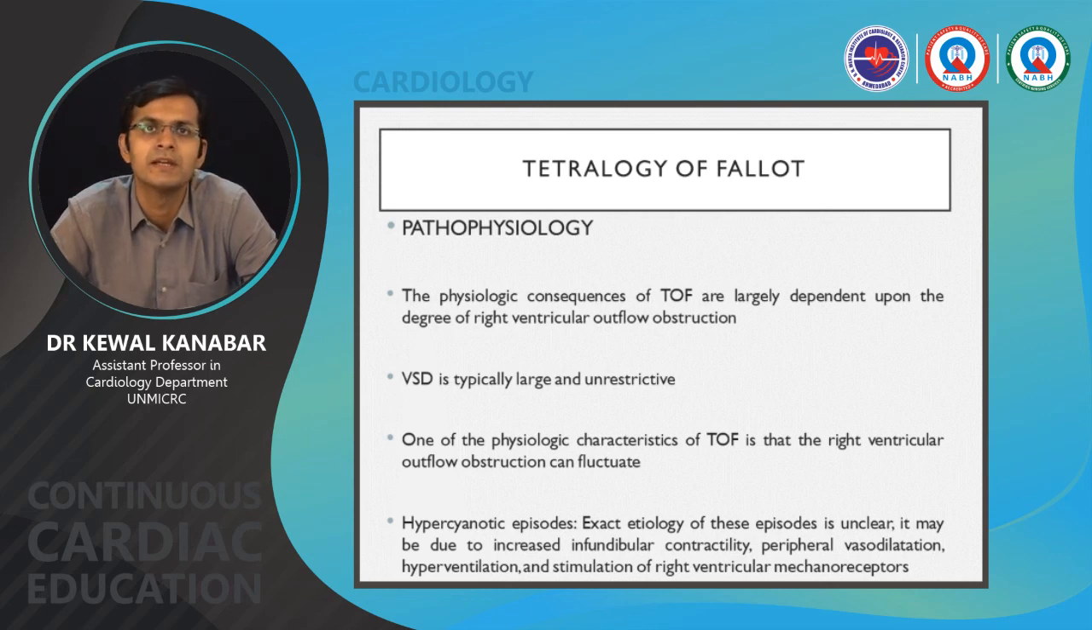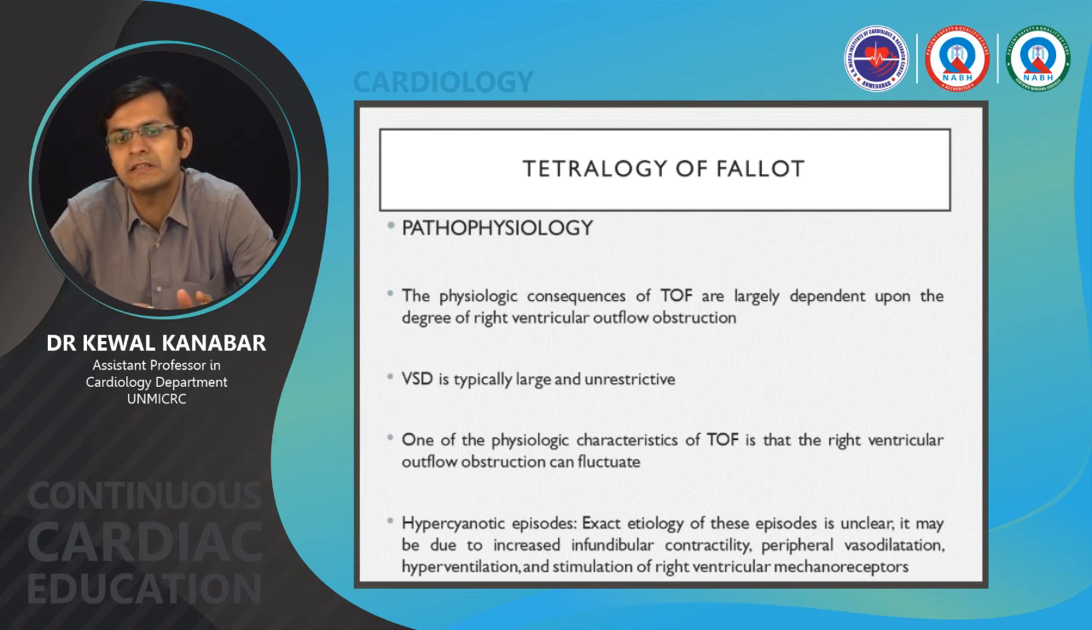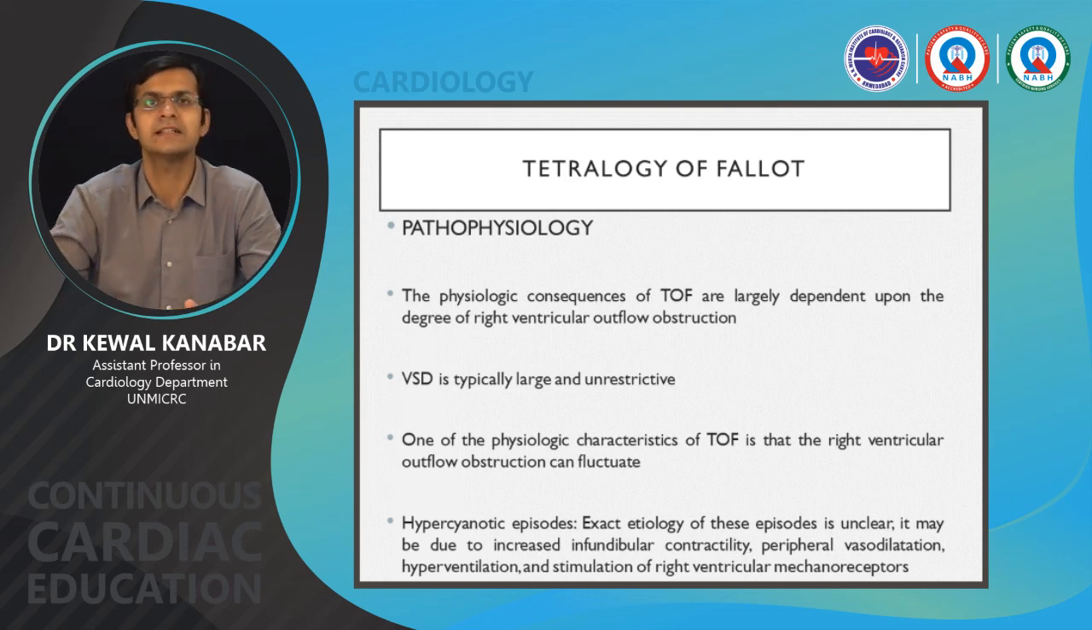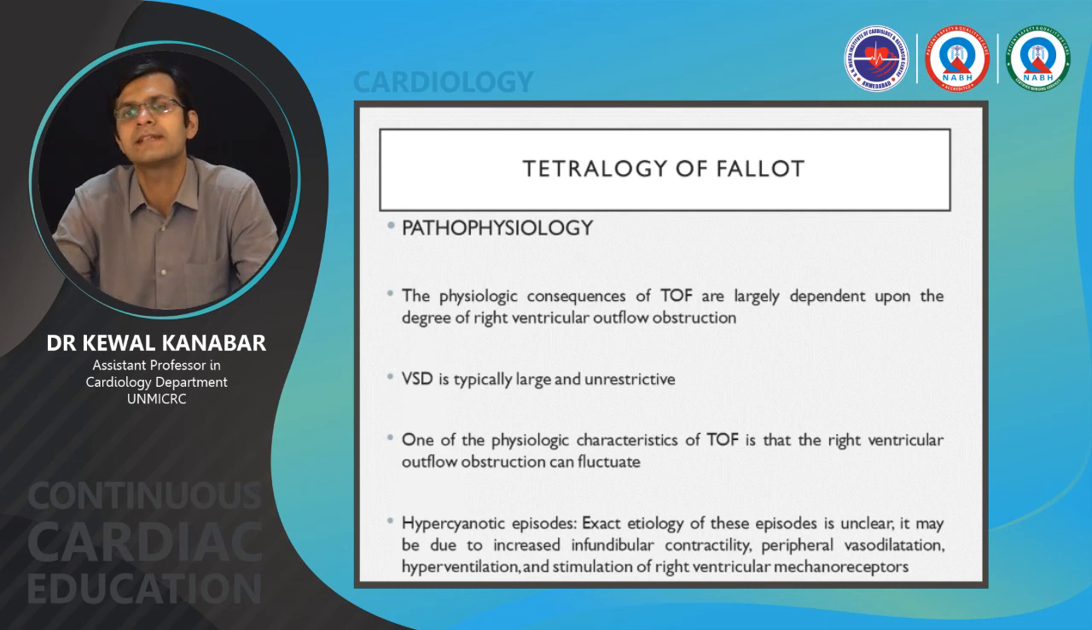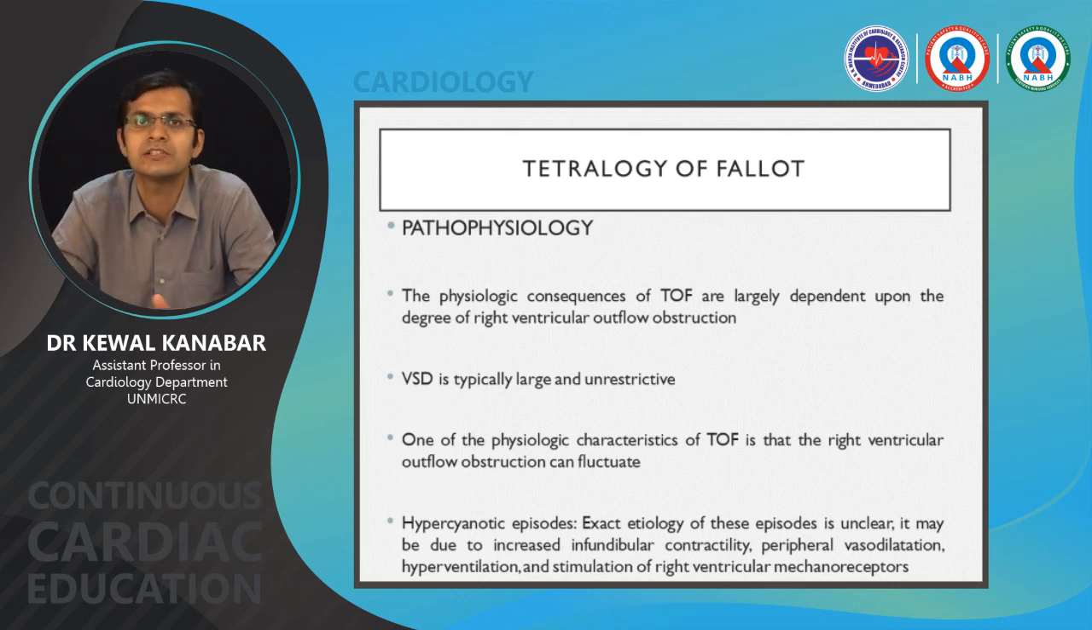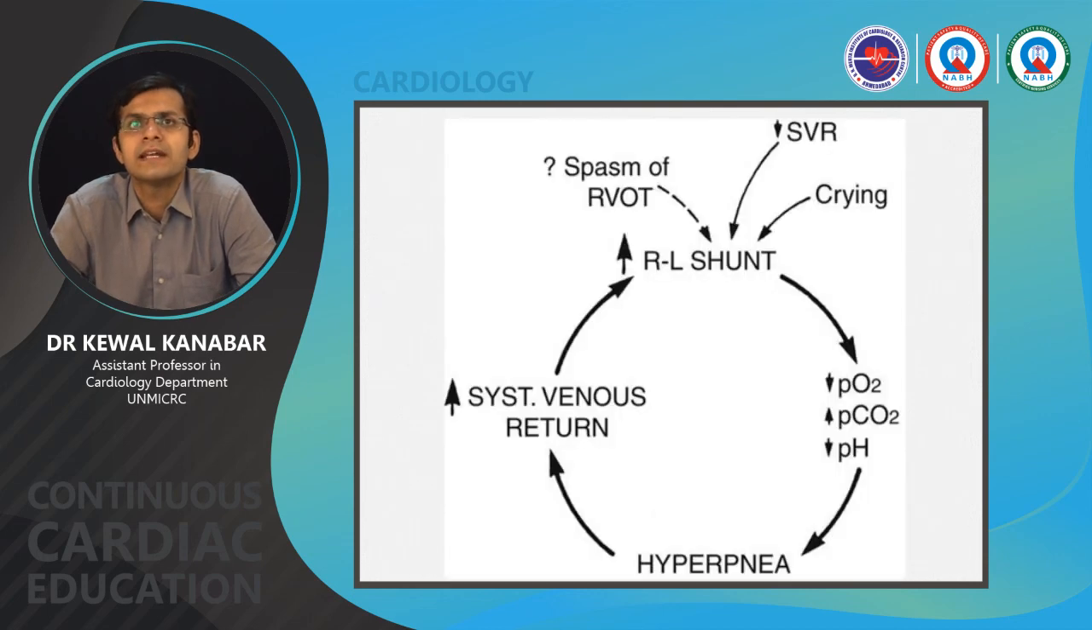Cyanotic spells are a very characteristic feature of tetralogy, usually seen between 3 months to 2 years of age. Exact etiology is not known. Some theories say that it may be because of infundibular hypercontractility, maybe because of peripheral vasodilatation, hyperventilation, stimulation of right ventricular mechanoreceptors, right? So, whatever the precipitating etiology, the vicious cycle of tetralogy of Fallot is the same.